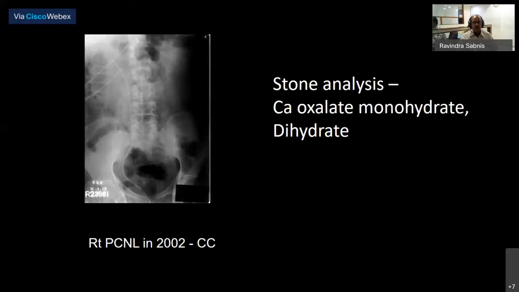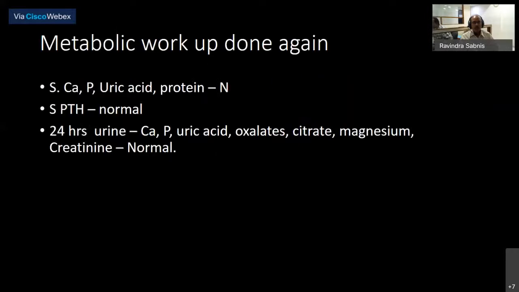We again evaluated because by then he was really fed up. And he had 10 years almost that he's forming the stone again and again, hampering the quality of life. The stone analysis showed calcium oxalate dihydrate and monohydrate, the combination of this stone. And we did the whole metabolic workup again, including serum parathyroid hormone, calcium, phosphorus, 24 hours, everything was all right. He said that he's taking a lot of water, but in spite of that, he's forming the stones again.